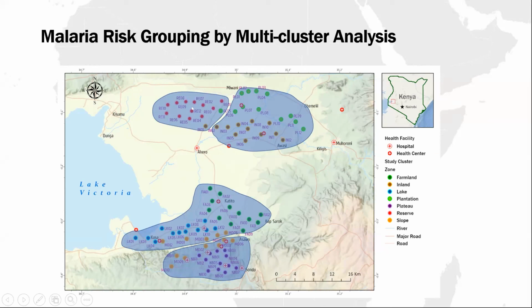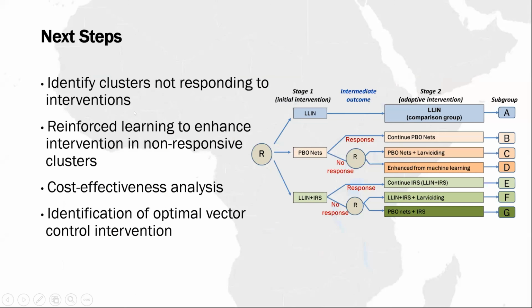So this is what we are trying to do now in terms of trying to decide or to determine which interventions would be suitable for these particular settings. And that's what we are doing currently in terms of identifying clusters that do not respond to the intervention. We are currently here in terms of monitoring and evaluation, looking at the incidence rates and other outcomes that we mentioned earlier, and then use reinforcement machine learning for those clusters that are not responsive, and then do cost-effectiveness analysis of the interventions, and then identify the most optimal vector control intervention for recommendation to the programs.